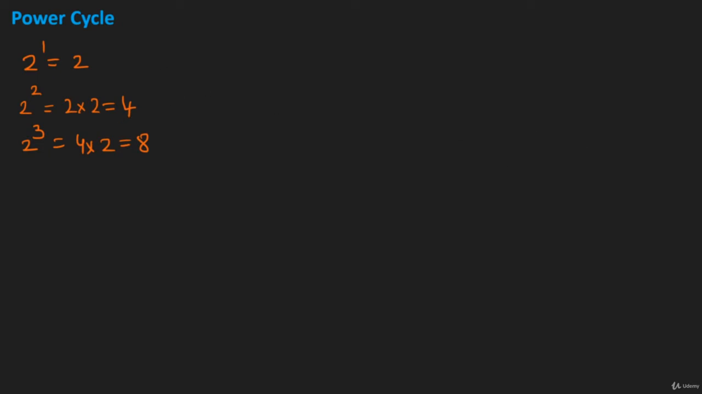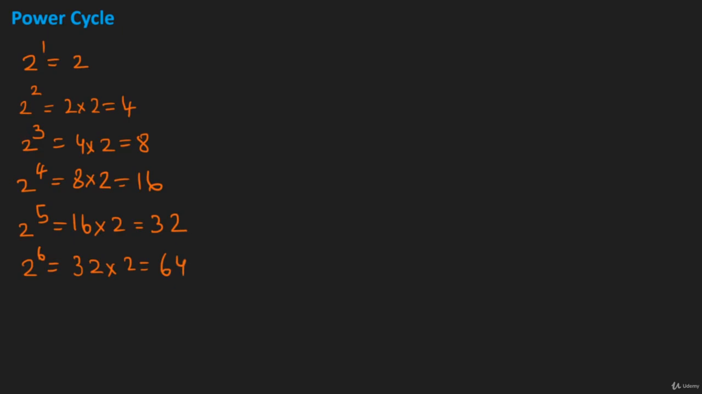Now let's do 2 to the power 4. That would be 8 into 2, which is 16. 2 to the power 5 would be 16 into 2, that's 32. 2 to the power 6 is 32 into 2, and that's 64, and 2 to the power 7 is 64 into 2, that's 128. Now in this section we are only interested in the unit digit of these solutions we are getting. Let's analyze the unit digit.